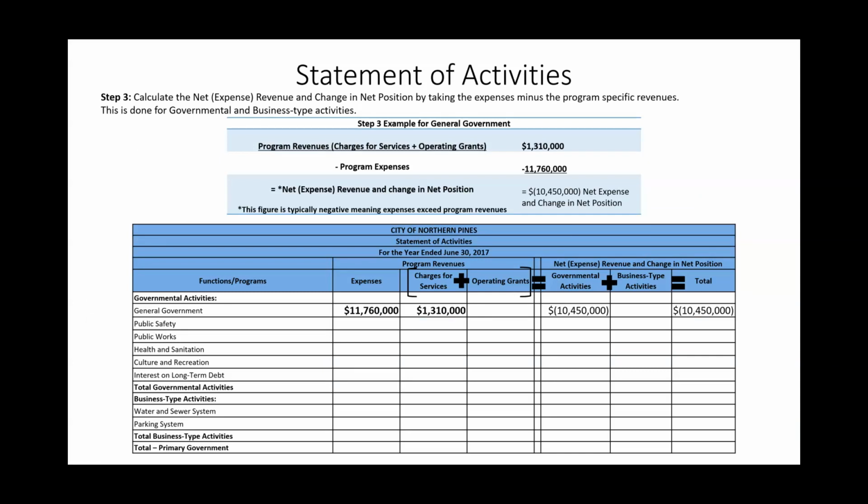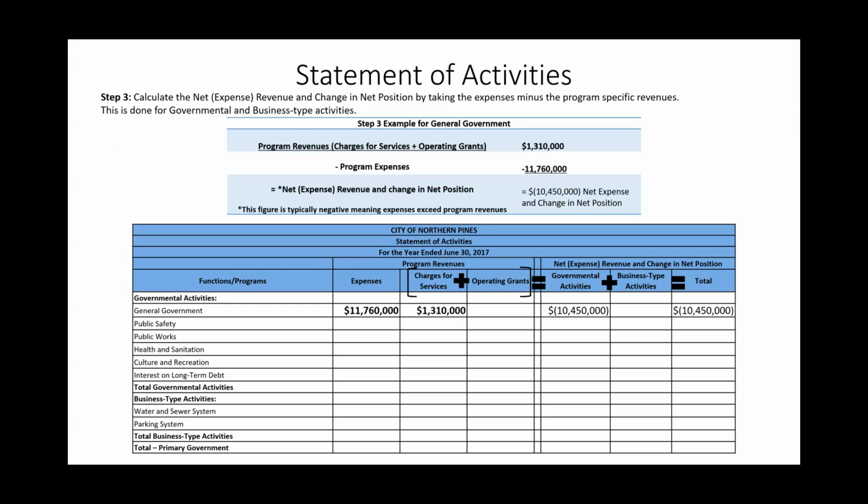Now, I think the statement of activities is really kind of the most confusing looking one, right? There's a lot of information here. Instead of starting with the revenues on the left and then subtracting the expenses on the right, we're actually going to start with the expenses on the left. And then we're going to have charges for services and operating grants, and then governmental and business activities. It all just seems a little bit overwhelming and confusing at first.